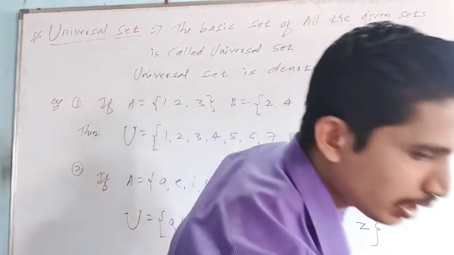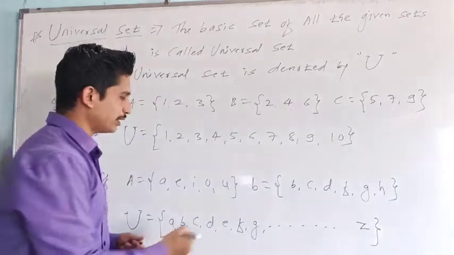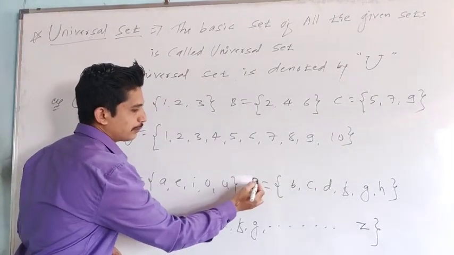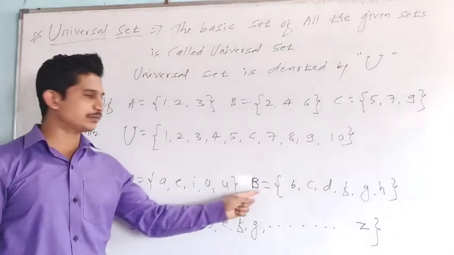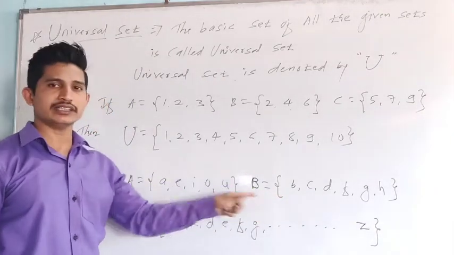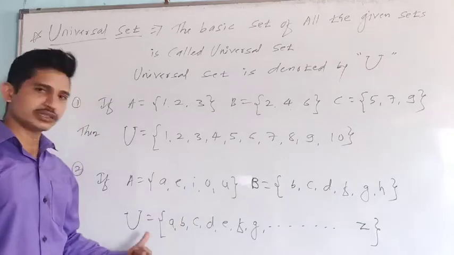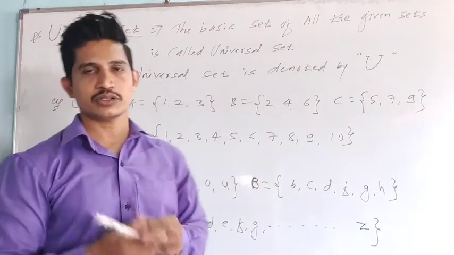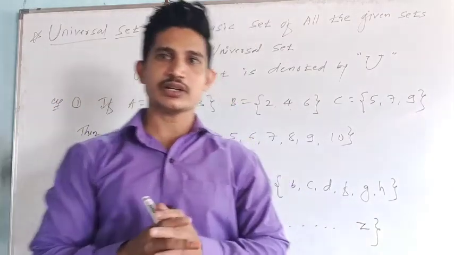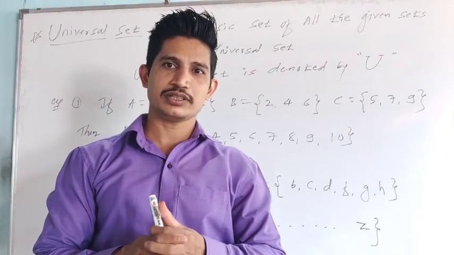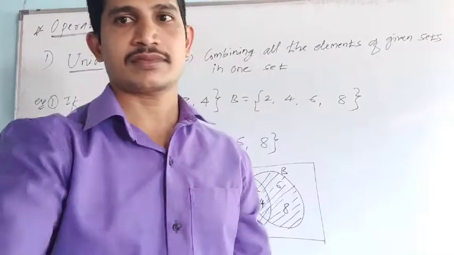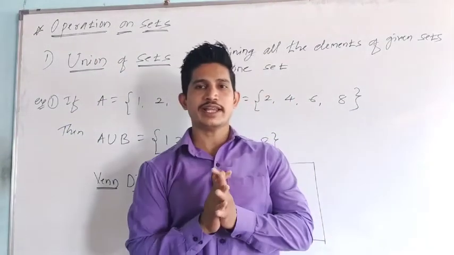Always, a set is denoted by a capital letter. I forgot to write capital B here, so capital B. Capital A is here, capital B is here. B is a set, A is a set, and U is the universal set. Got it? The basic set of all the given sets is called the universal set. Okay, students, now let's learn the next point.